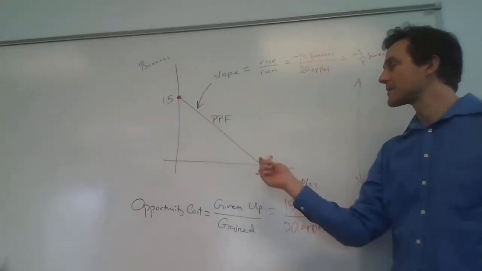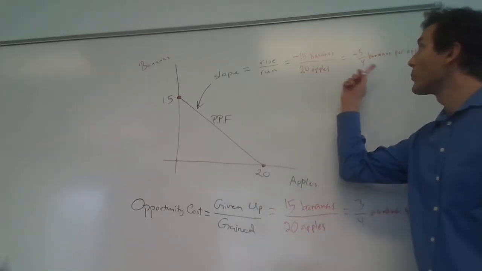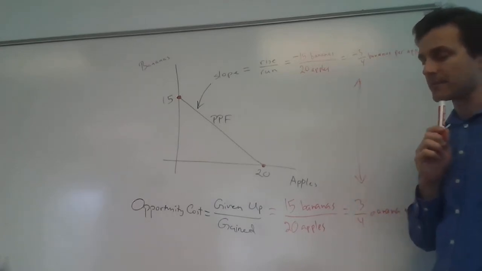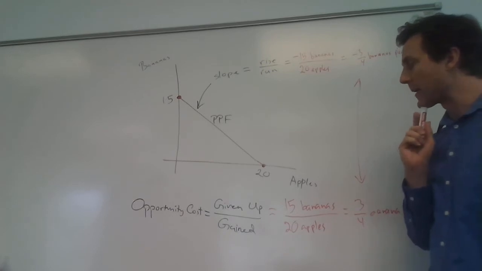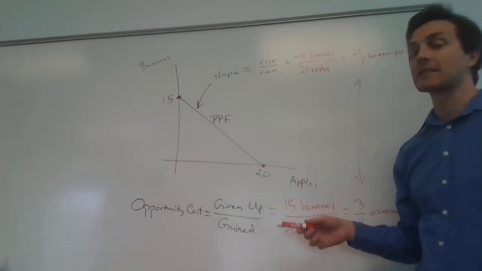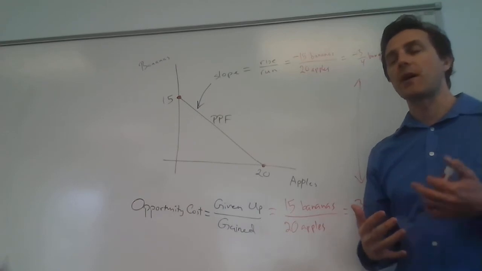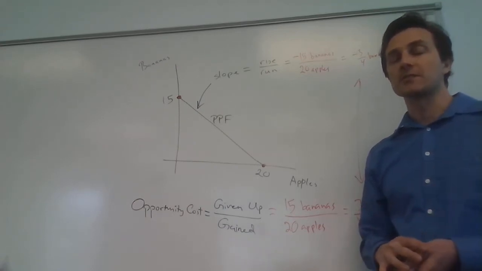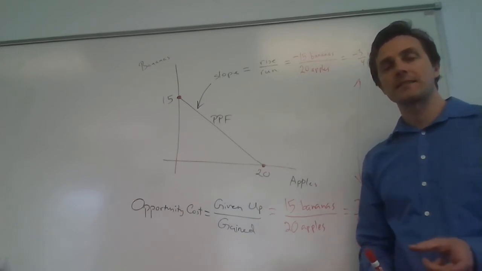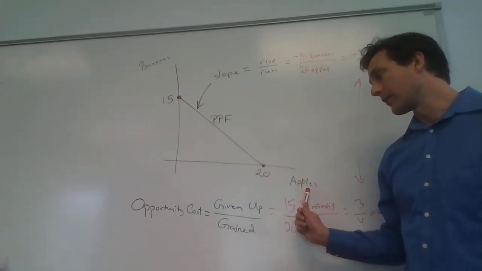So if we had bananas on the horizontal axis and apples on the vertical axis, the slope would have been negative 4/3 apples per banana. That wouldn't give us the opportunity cost of apples. That would have given us the opportunity cost of bananas. So you want to think strategically about which good you need to find the opportunity cost of, and in order to have one less step in the process, you can go ahead and put that good on the horizontal axis.